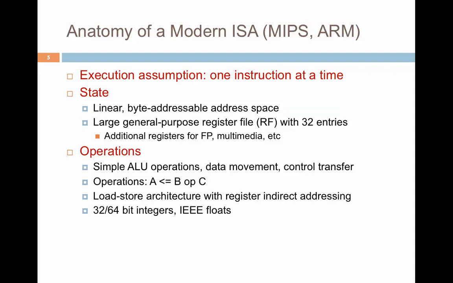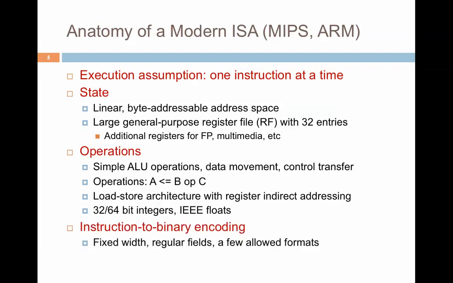So the most important thing to remember here is that MIPS has a load store architecture. You load values from memory and you store values into memory. Now you can have both 32 and 64-bit integers. You follow the standard IEEE floating point system. And when it comes to instruction to binary encoding, we have a fixed width. This makes it very simple to decode.